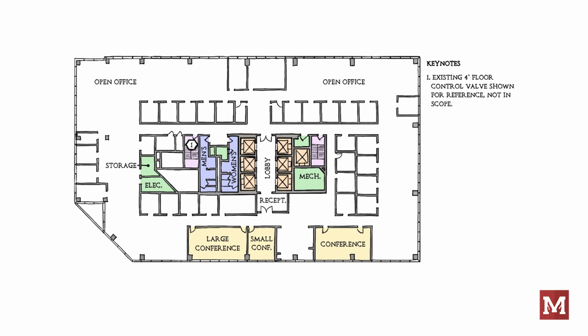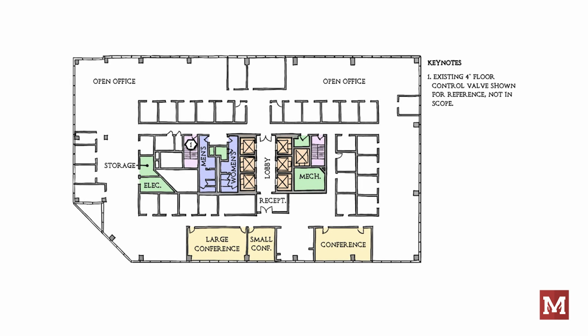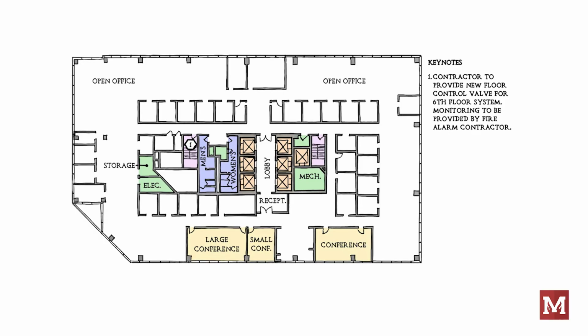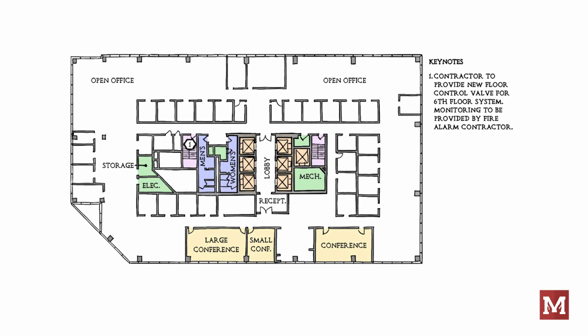Examples of good scope notes include: existing 4-inch floor control valves shown for reference, not in scope. Or, contractor to provide new floor control valve for 6th floor system, monitoring to be provided by fire alarm contractor. That last bit is also important, distinguishing between contractors.